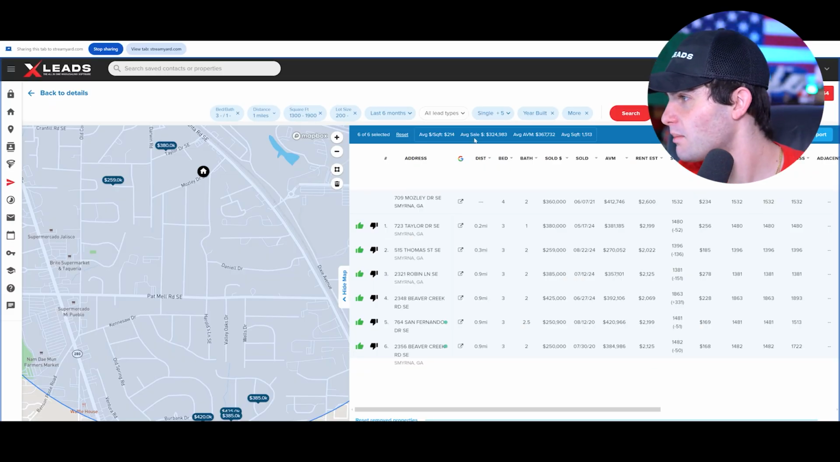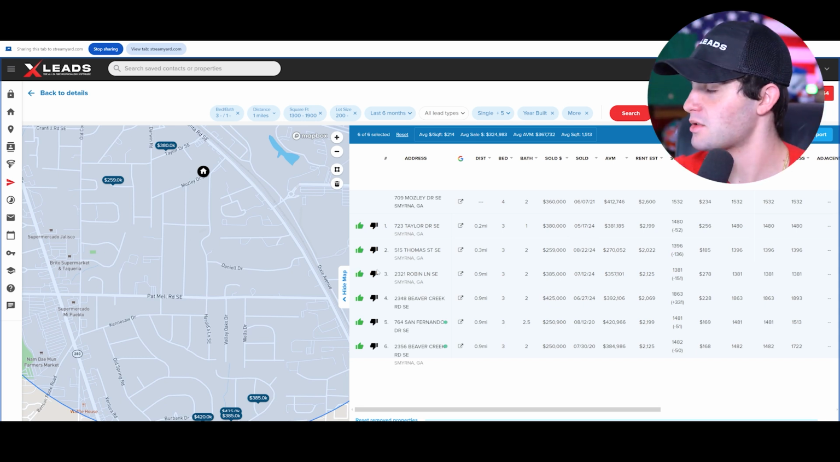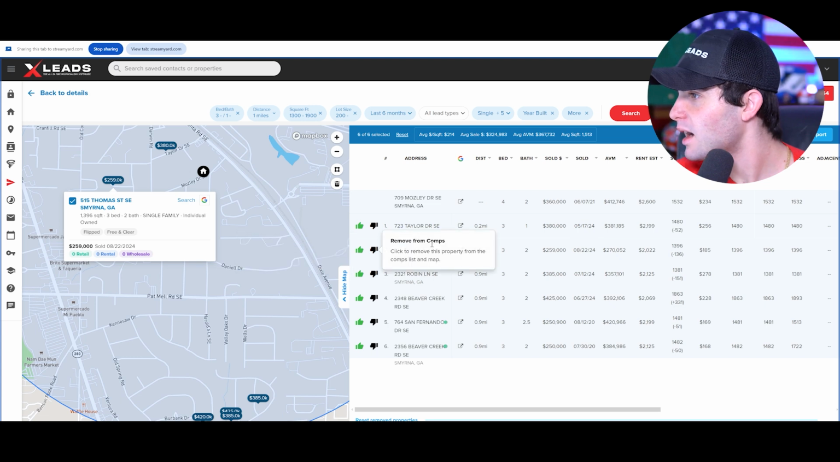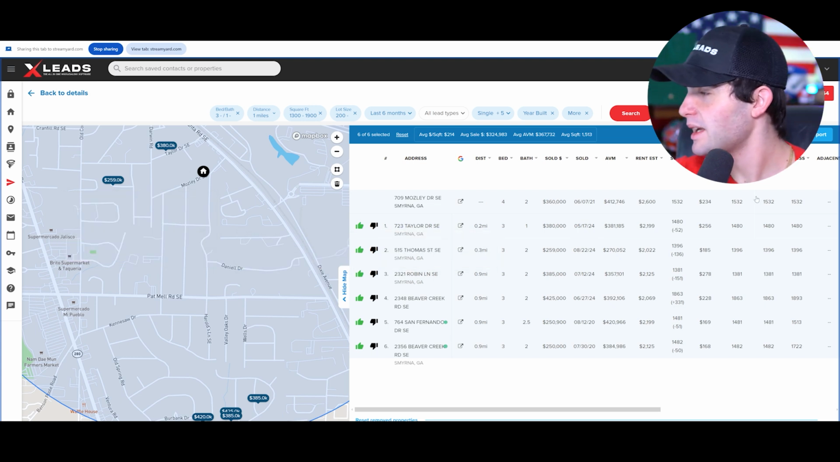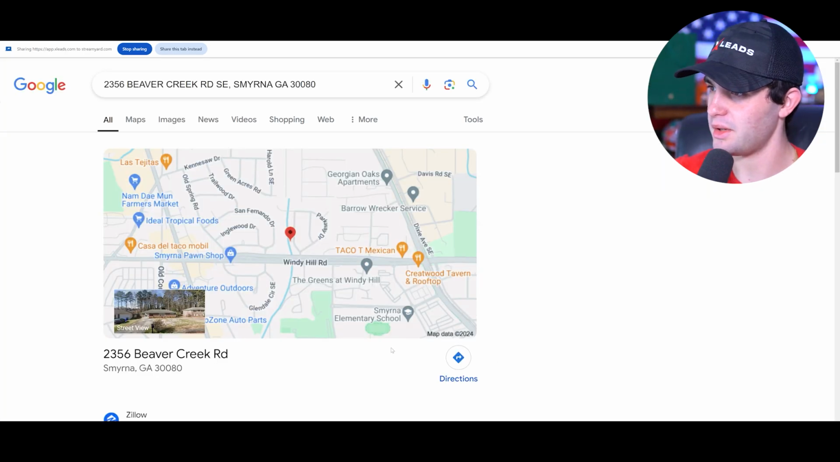And I think I have one bad comp in here that's ruining it. Let me figure it out. It's going to be this 515 Thomas Street. If I get rid of that, it jacks it up. Let me go look at this one though, because we're getting 256 and we got some 168s. So let's look at this one too. This was 168. Do we include this or do we not?